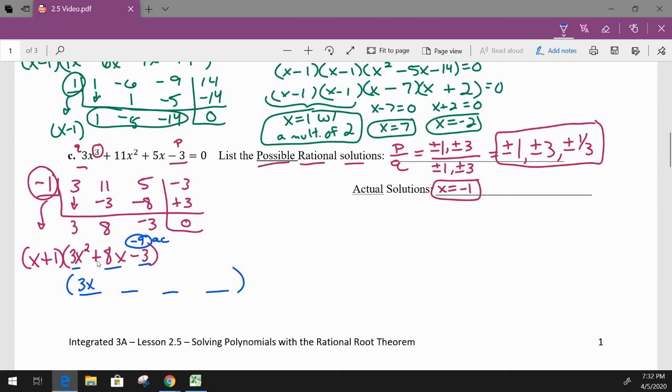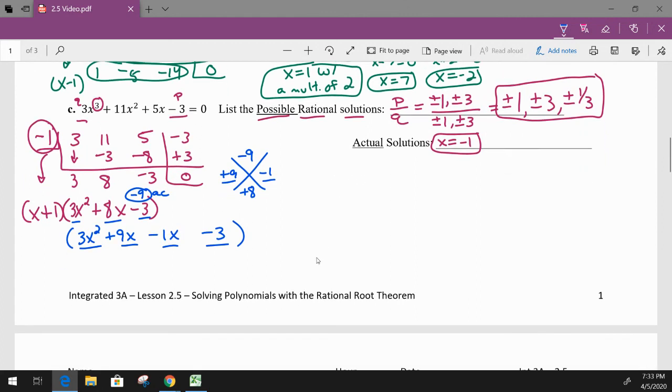My first term stays the same. My last term stays the same. And again, we said the two numbers that multiply together to equal negative 9 but add up to positive 8 are positive 9 and negative 1. So 9 times negative 1 is negative 9, but positive 9 plus negative 1 is a positive 8. So these are the coefficients of my middle terms.